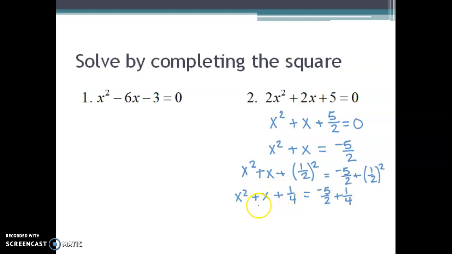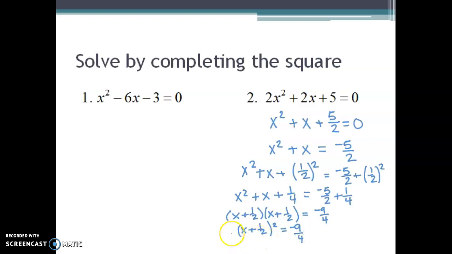This is actually factorable, and people say, how is that factorable? Well, if you multiply a half times a half, you get a fourth. If you add a half and a half, you get 1. So this actually becomes x plus a half times x plus a half. And again, you can combine these together, maybe make a common denominator, but you end up getting negative 10/4 plus 1/4, which is negative 9/4. And now I have x plus 1/2 squared. I've completed the square, equals negative 9/4.